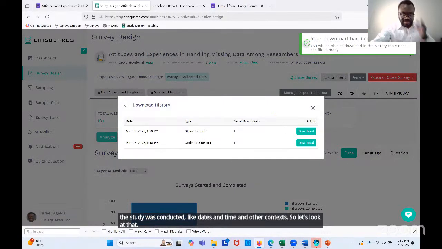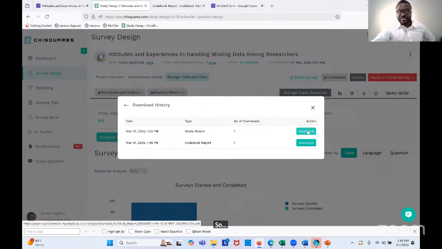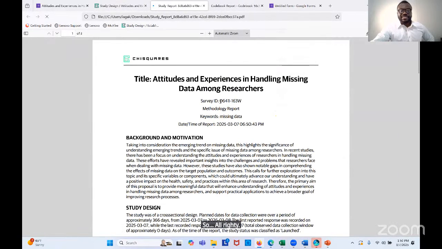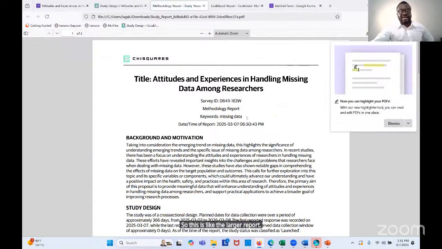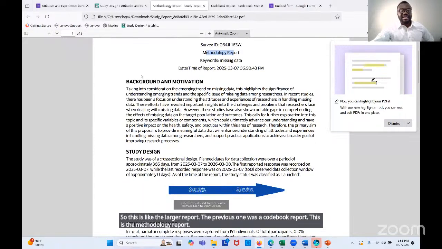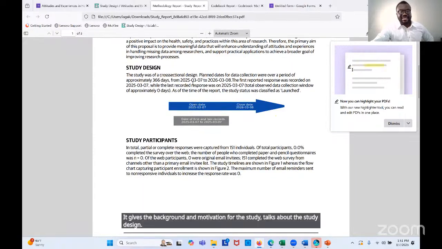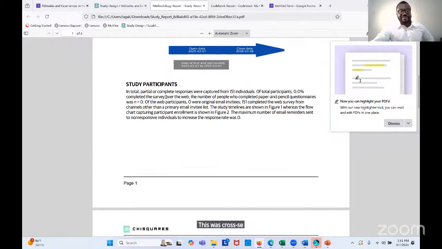So, alrighty. This is our methodology report. The previous one was a codebook report. This is the methodology report. It gives the background and motivation for the study. It talks about the study design, which was cross-sectional. It talks about the study participants. Here we have 151 individuals.